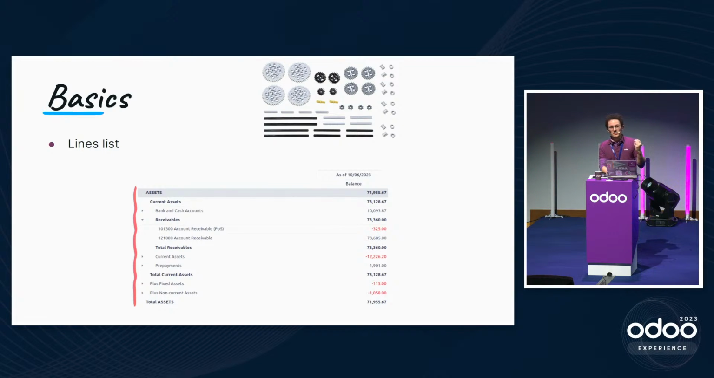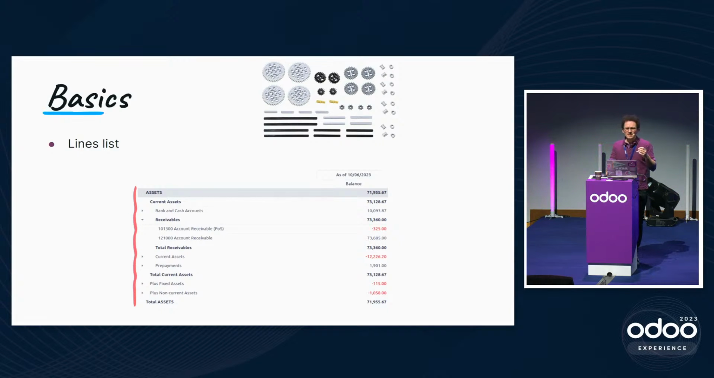And so, well, those lines come from data within the database. So they depend on the accounts that were used, on the entries that were created. And so basically, they cannot be defined in an XML file in the module because we don't know what they are at that time. They need to be computed on the fly. So that's why they are what we call dynamic lines.